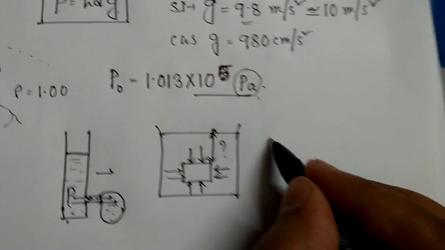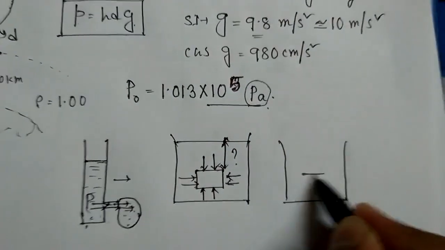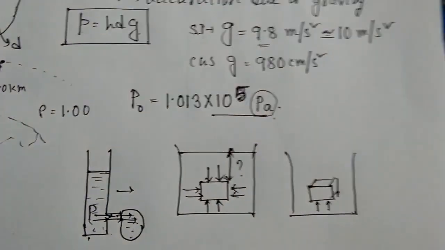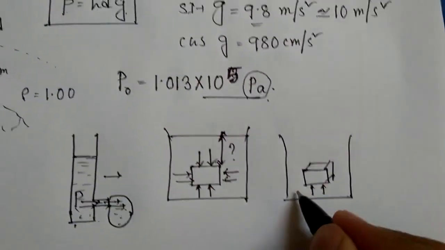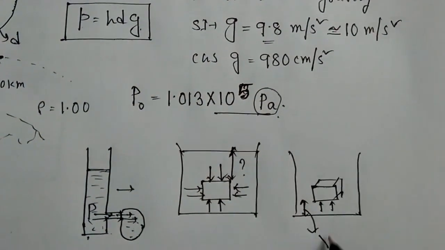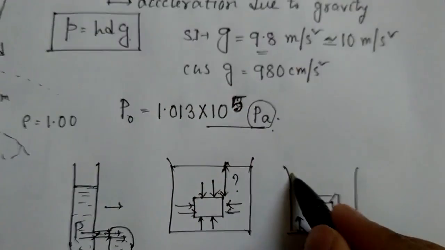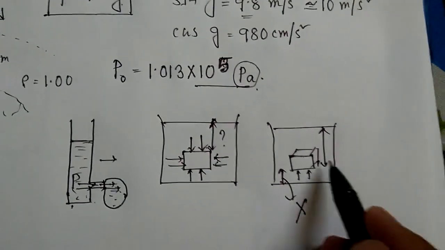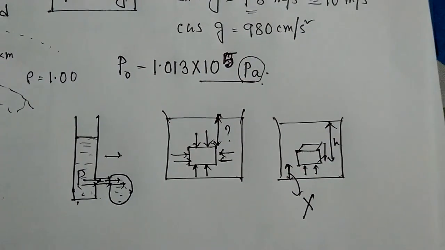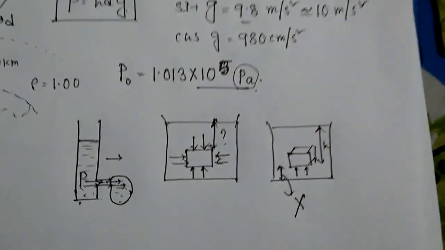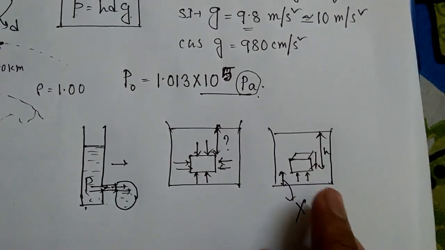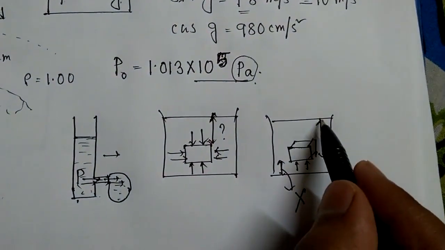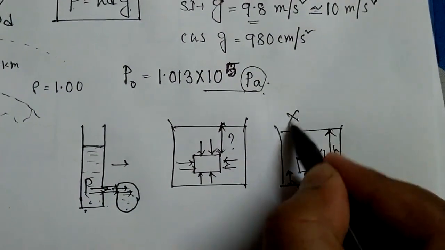Suppose in this case you want to calculate the pressure under the box. So how will you calculate? Will you measure this height? No, you will not measure this height. Rather, again you have to measure the height from the surface of the liquid. Here also you have to measure the height from the surface of the liquid. So whether it is lateral pressure or upward pressure or downward pressure, it doesn't matter. You have to measure the height from the surface of the liquid. This is the most important thing you have to keep in your mind.